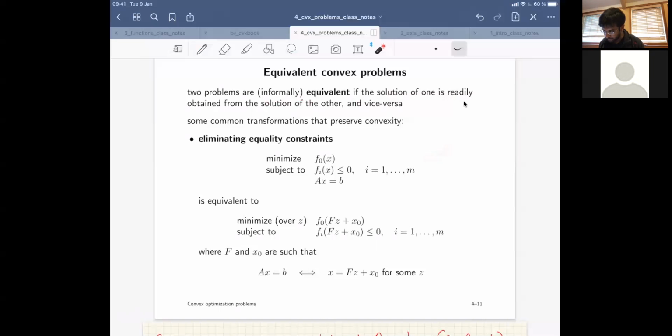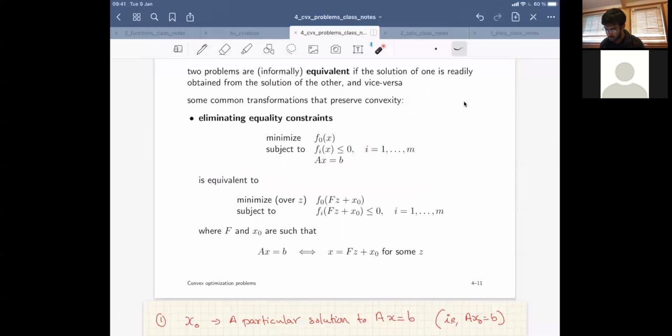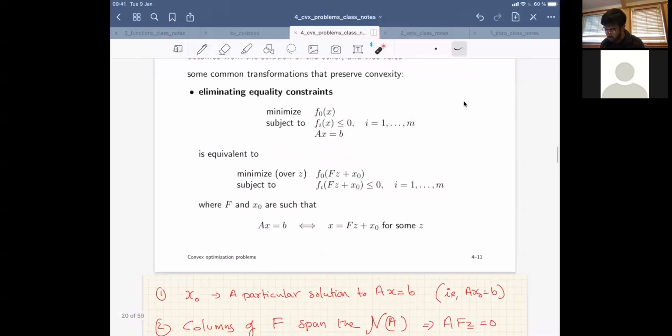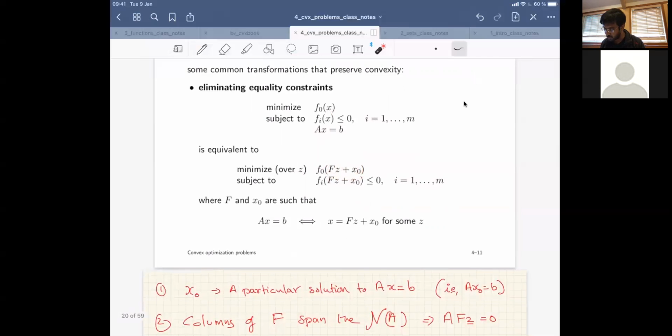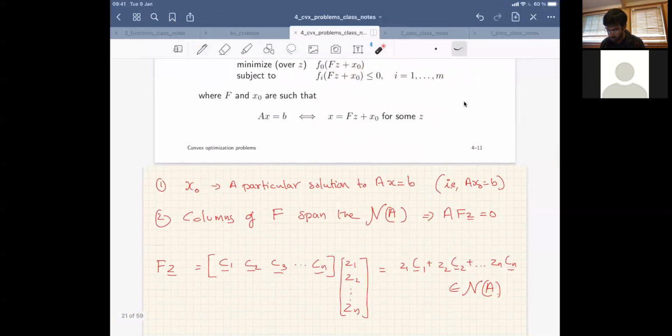Now some examples. What we are seeing is, you have a problem. Can we come up with an equivalent problem in a different format? Take this standard form: objective, inequality constraints, linear equality constraints. This is equivalent to a problem where I am eliminating the equality constraints, so I form a new problem. Instead of x, I use a different variable: a matrix F times z plus x0. Now the minimization is not with respect to x, it is over z. Now the point is, how do you pick x0 and F? One way is to pick x0 as any particular solution of Ax equal to b. That is, Ax0 should be b. So pick any such x0.